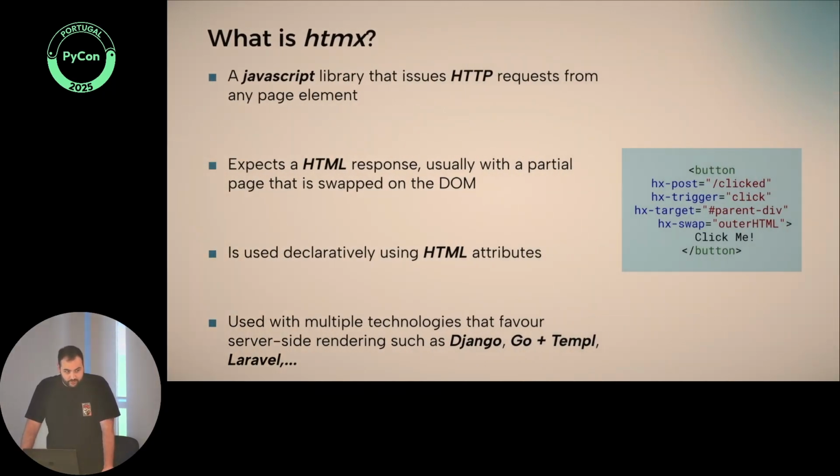So in case you don't know what HTMX is, it's a JavaScript library, although we are at a Python conference, that allows you to do any HTTP request from any page element. It expects HTML instead of JSON. It's used in a declarative way, so inside HTML templates. And it's gaining traction in several stacks, such as Django, Go, and Laravel.